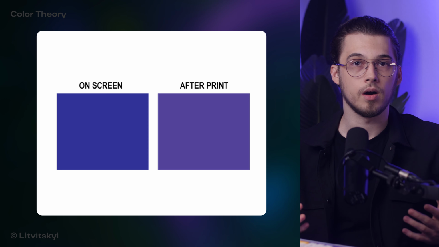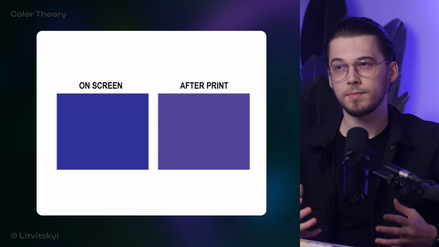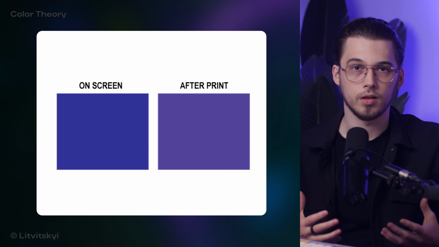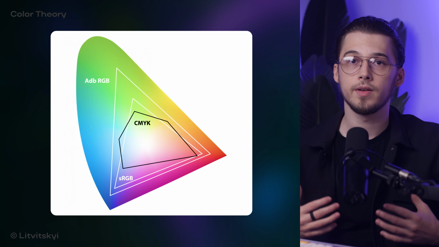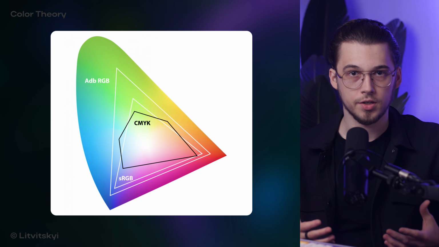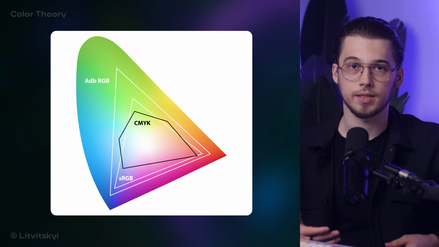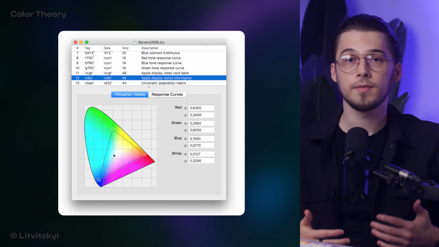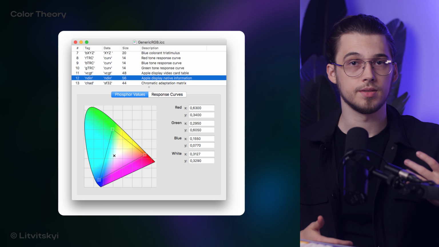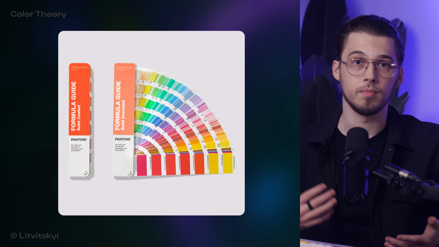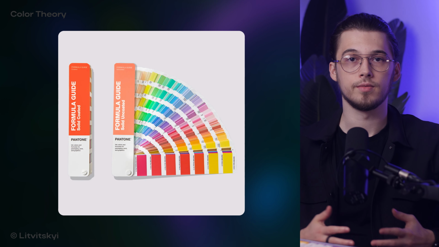A vibrant blue on your RGB screen might print as a much duller color in CMYK. This phenomenon, called gamut mismatch, explains why print designs sometimes look different than expected. Professional designers account for this by using color management systems and Pantone matching for precise color reproduction.